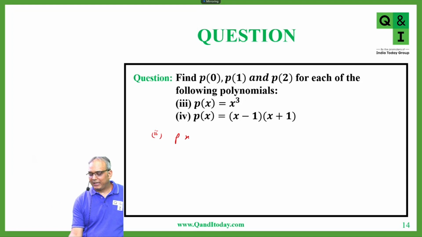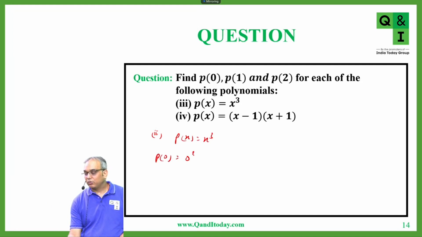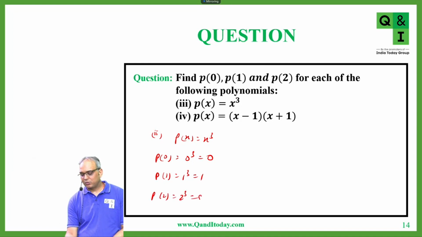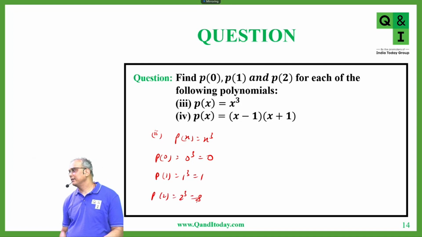So third part, P of x is equal to x cube. So P of 0 is 0 cube, which is 0. Yes, correct. P of 1 is 1 cube, which is 1. P of 2 is 2 cube, which is 8. Yes, correct.